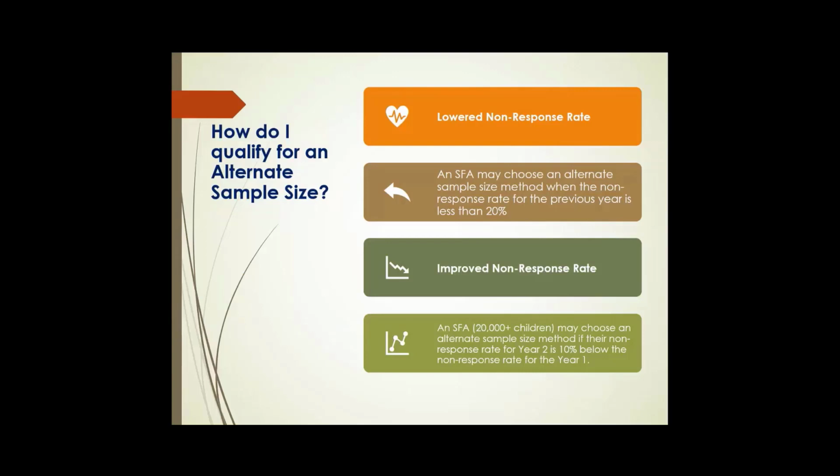Or you may have improved your non-response rate. For example, an SFA that has more than 20,000 children may choose an alternate sample size method if their non-response rate for the second year is 10% below the non-response rate for the first year. And so I'm going to give you a quick example of what that looks like.